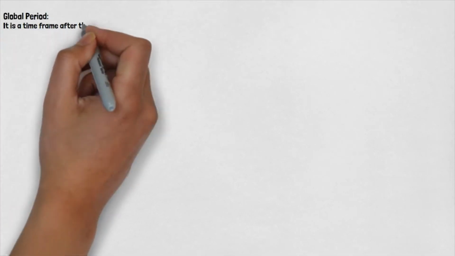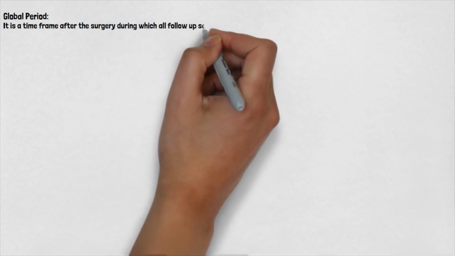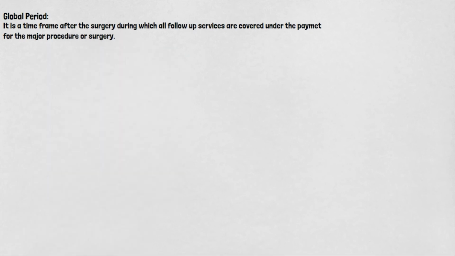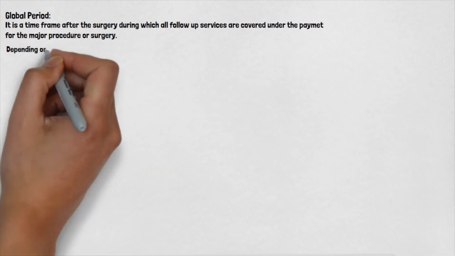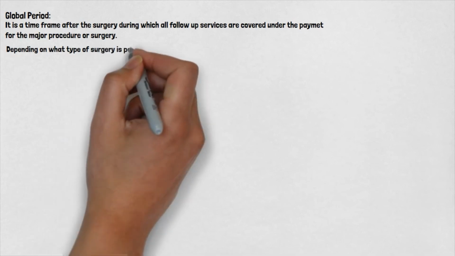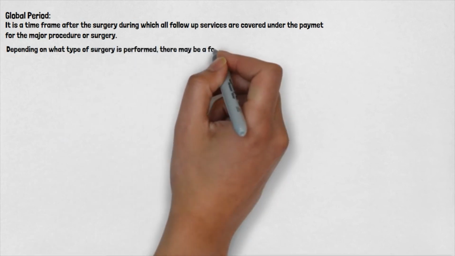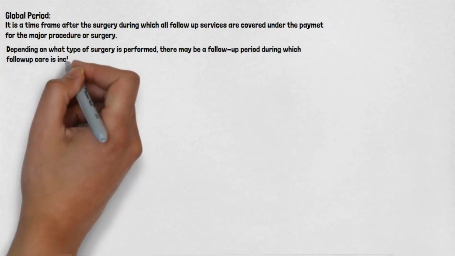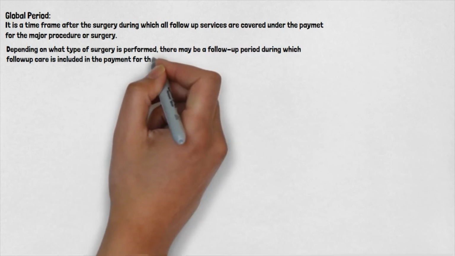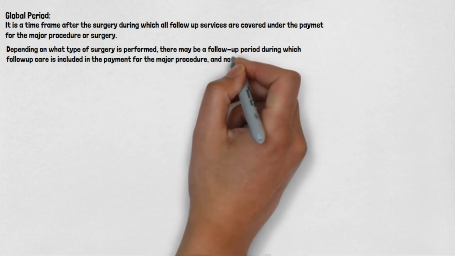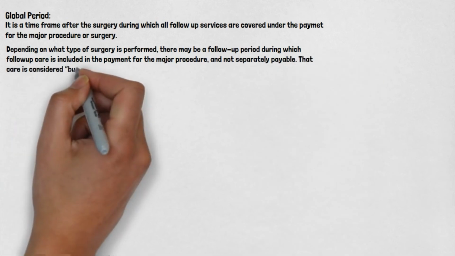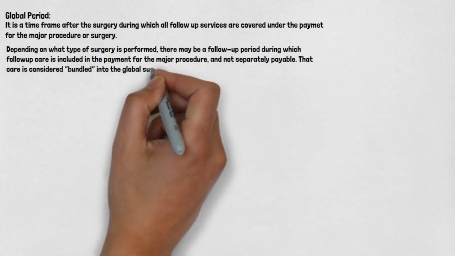Now the next one is global period. It is a time frame after the surgery during which all follow-up services are covered under the payment for the major procedure or surgery. Now, depending upon what type of surgery is performed, there may be a follow-up period during which follow-up care is included in the payment for the major procedure and not separately payable. That care is considered bundled into the global surgery fee.